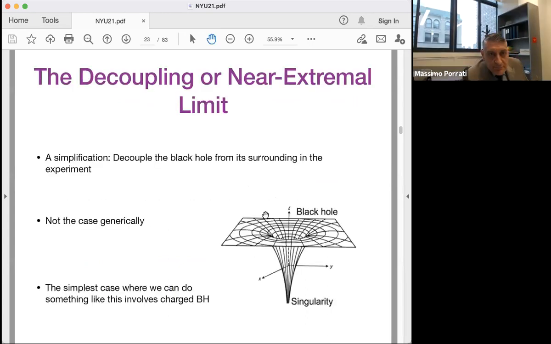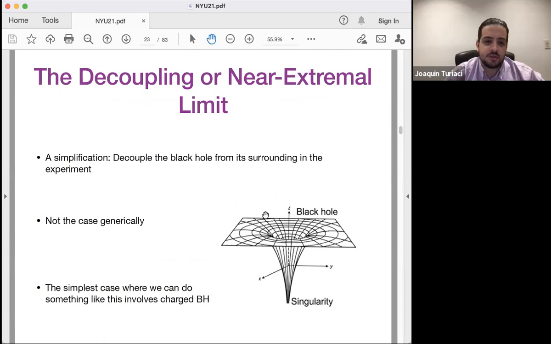Okay, so now I will explain this near-extremal limit of black holes. When we do the experiment, it's useful to be able to decouple in a way the black hole from its surroundings, from the environment. And that's not quite the case generically. For example, the gravitational field decays, but not too fast. So we would like to take some limit in which the black hole is decoupled from the outside, and we can make that separation clean. And the simplest case in which we can do that is when we study black holes that also have charge.